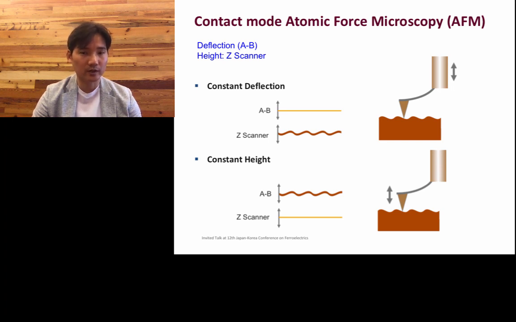So you can use constant deflection, where you maintain the bending of your cantilever and move your actuator up and down, so the motion of your actuator replicates the topography. Or you fix your actuator and measure the bending of your cantilever up and down, which we call constant height. So these are two very simple basic operational modes of AFM.